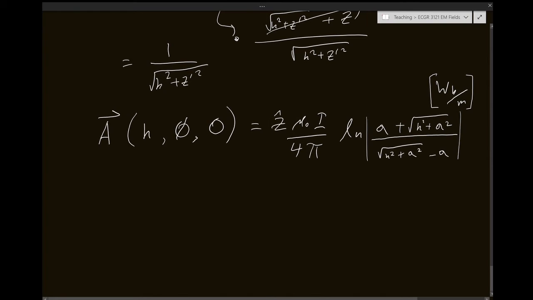Okay, so this will be the value of the field at that center point. Okay, now going to part B.